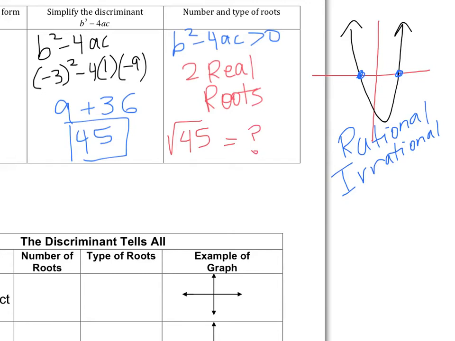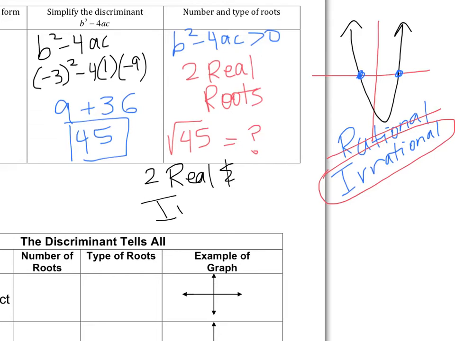If the answer is no, I'm not going to get a whole number. It means the radical will not go away. It means I do not have a rational root, I have an irrational root. So then, to be more precise, my roots are going to be two real and irrational roots, because the 45 in this case is not a perfect square. The square root of 45 will not give me a whole number.